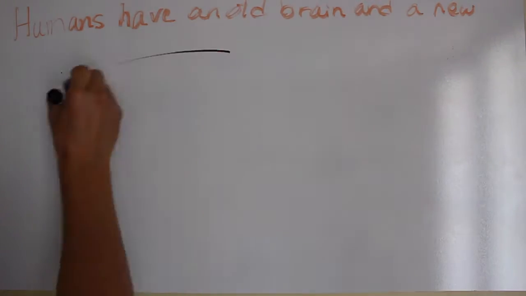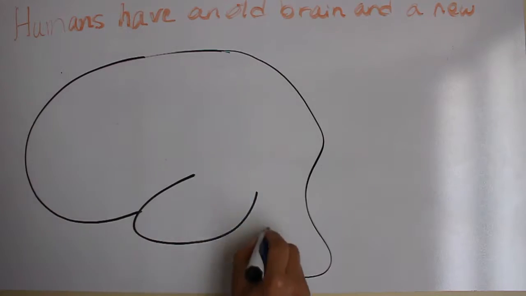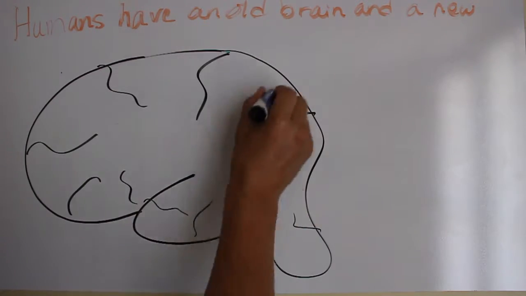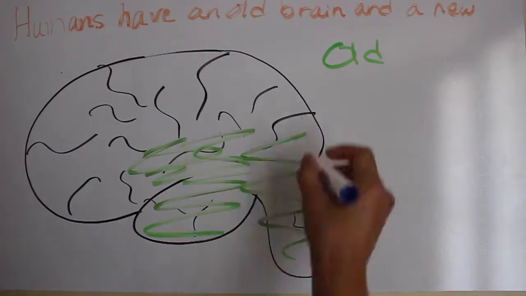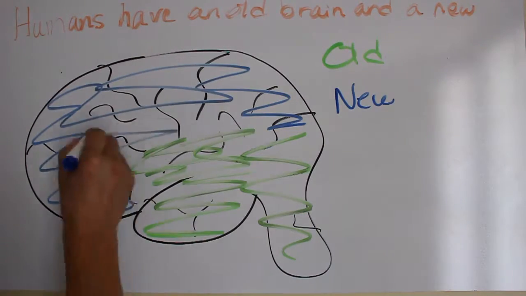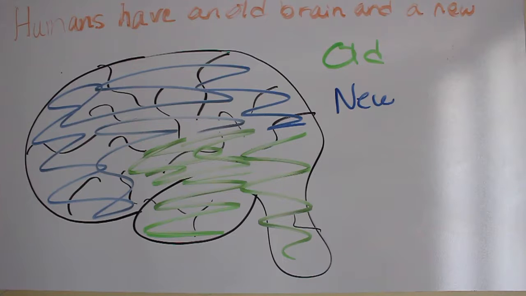Did you know that humans have an old and a new brain? The old brain is located in the spinal cord, limbic system, and basal ganglia, which are the core of the brain. The function of the old brain evolved millions of years ago to keep us alive and help us reproduce to pass our genes along.